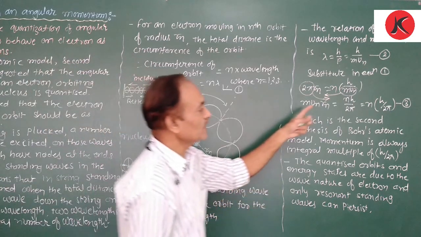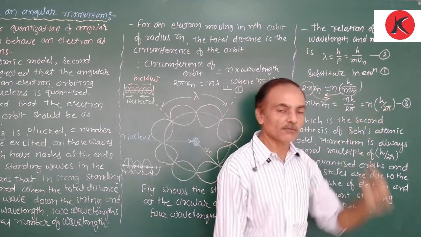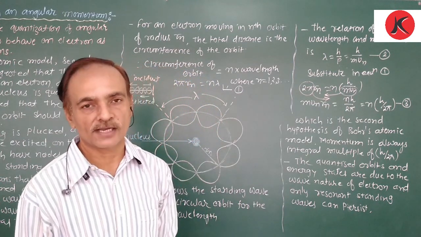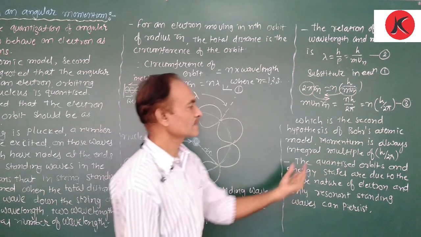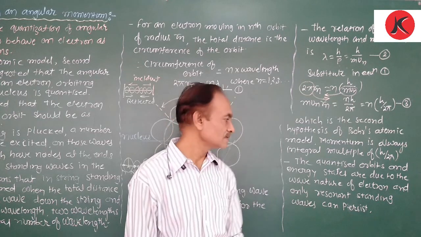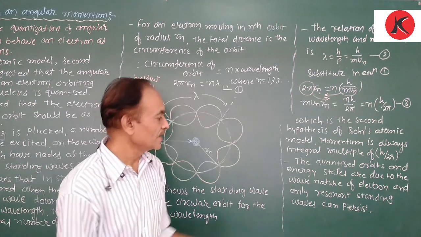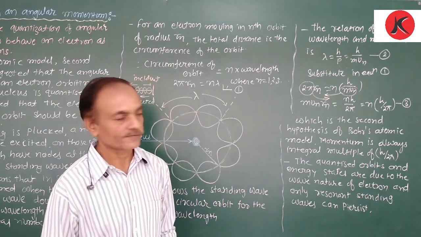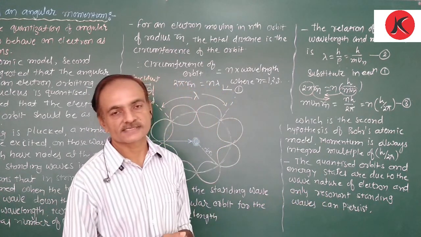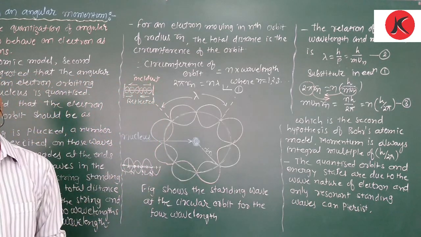That means the angular momentum of an electron is equal to an integer multiple of h upon 2 pi, which is the second hypothesis of Bohr's atomic model. Right? Thus, the angular momentum of an electron is quantized. The quantized orbits and energy states are due to the wave nature of an electron, and only resonant standing waves can persist. Clear? There is the quantization of angular momentum. Clear?